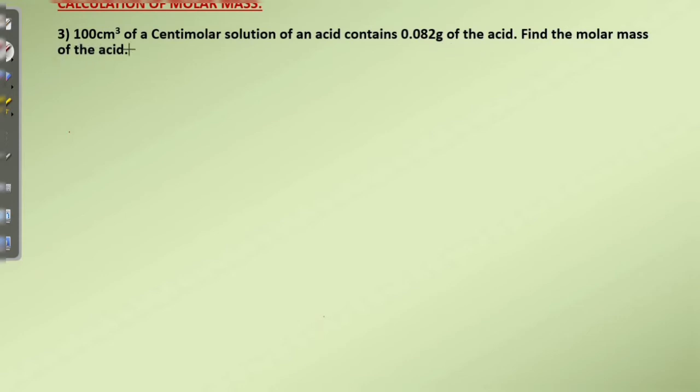So 100 centimeter cube, this represents the volume of the solution, is it not? And then centimolar solution, centimolar represents the molarity of the solution. Of an acid contains 0.082 grams of the acid. So acid represents the solute. They didn't give the name of the solute, instead they have given us acid, and 0.082 grams represents the weight of the solute. First you take down the given data.